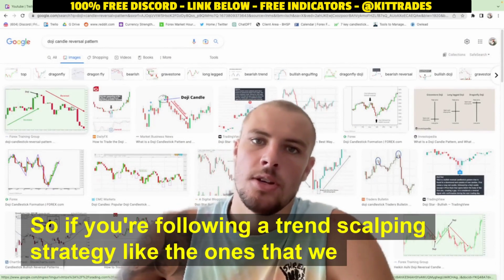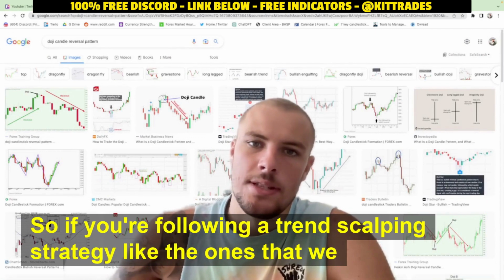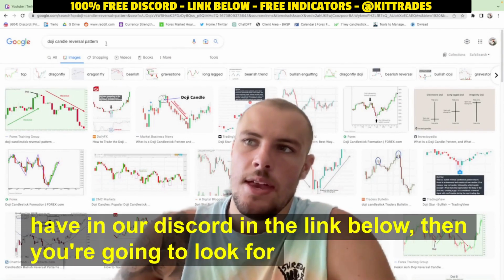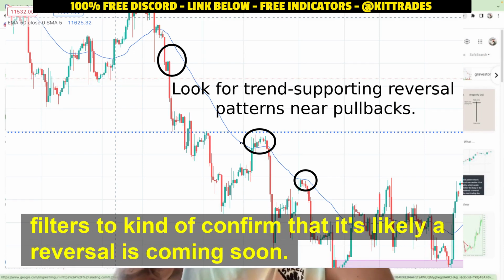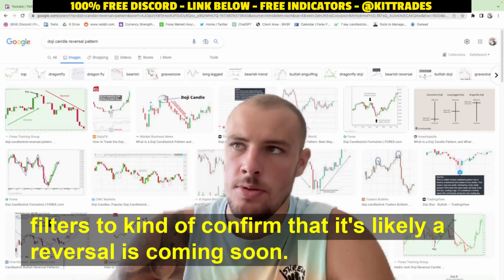If you're following a trend scalping strategy like the ones that we have in our Discord in the link below, then you're going to look for these signs of reversal after you have a pullback into the EMAs or range filters to confirm that it's likely a reversal is coming soon.